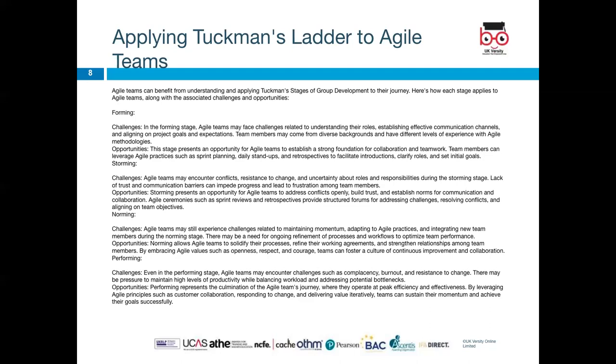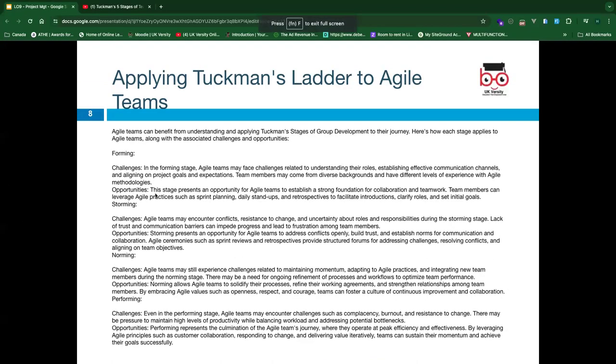And then storming. The challenges in storming involve conflict, whereby there's loads of disagreement, resistance to change, and uncertainty about roles and responsibilities during this stormy stage. Lack of trust and communication barriers can impede progress and lead to frustration among team members. So what is the opportunity? What is the opportunity of agile teams here?